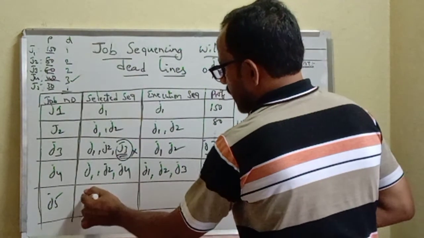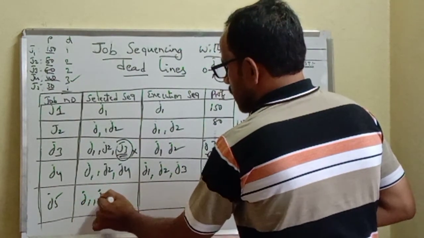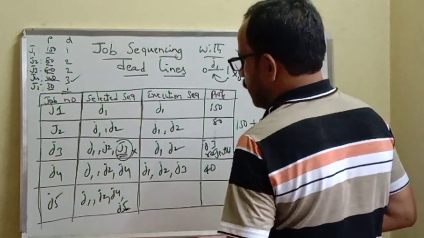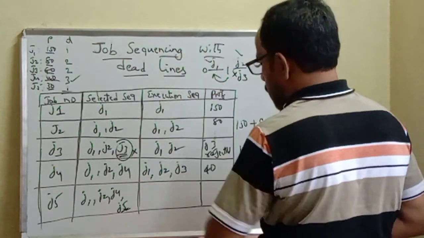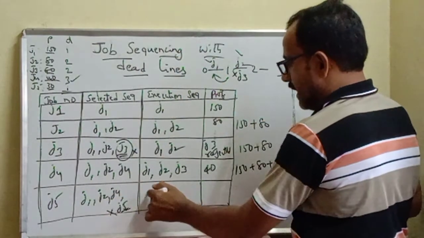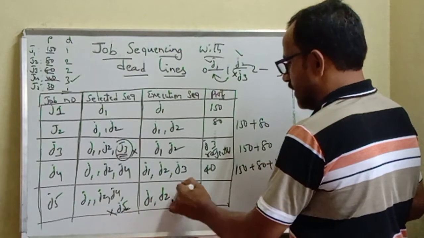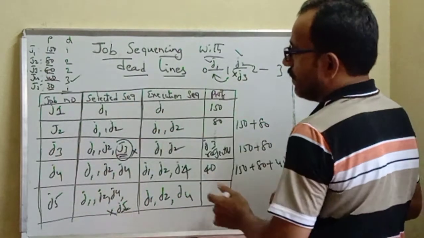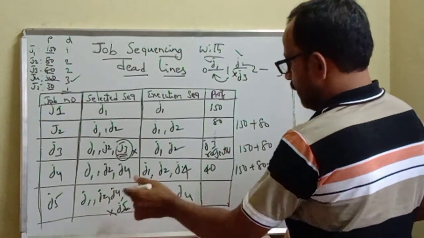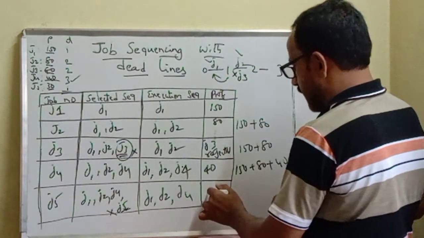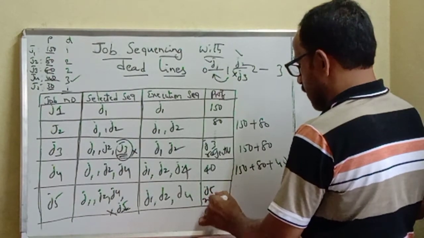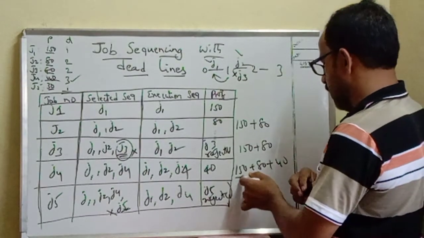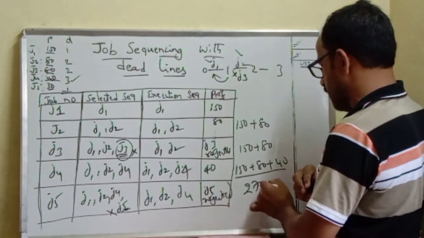Let us include J5 here with J1, J2, J4. If you try to include the job here, J5's deadline is 1 unit. At the first time slot J1 is occupied, so it is not possible to execute. Then we get the same earlier sequence, J1, J2 and J4. What is the J4 profit? J4 profit is 40. J5 profit is 30, but we cannot get it. J5 is rejected because all the slots are occupied. Then how much profit did I get? 150 plus 80, 230 plus 40, 270 profit I got.